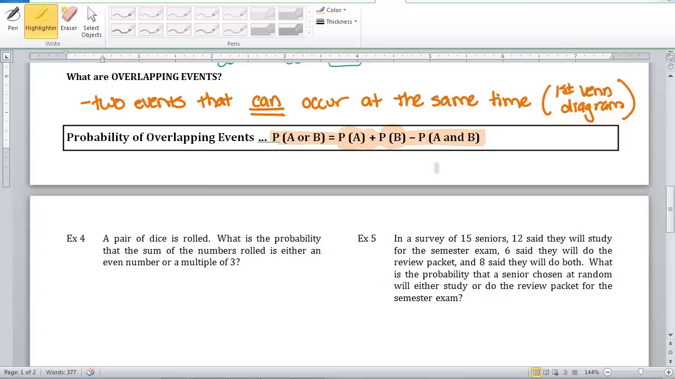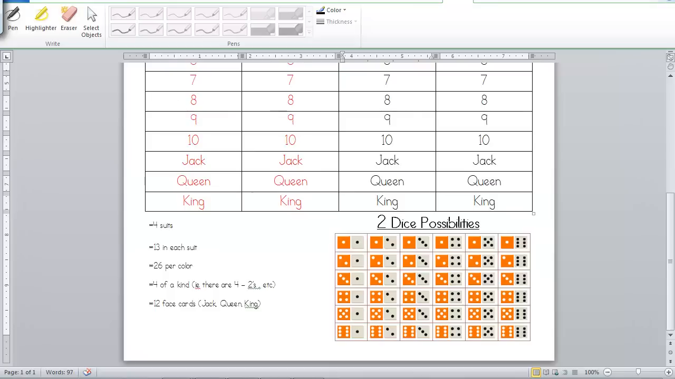So let's look at example 4. In example 4, it says a pair of dice is rolled. What's the probability that the sum of the numbers rolled is either an even number or a multiple of 3? Well, let's first think about the sum of dice. So on our dice sheet, we can see that we can get different values. We can add to a value of 2, 3, 4, 5, 6, 7, 8, 9, 10, 11, or 12.